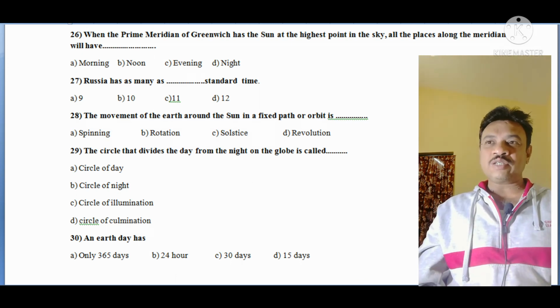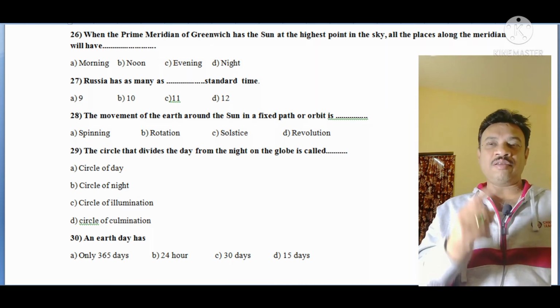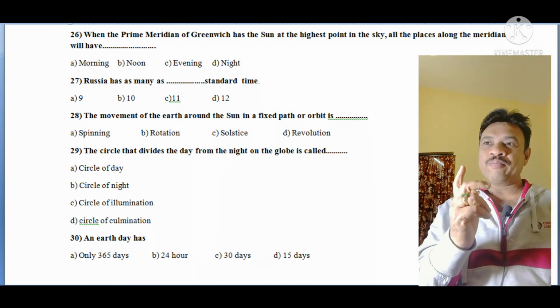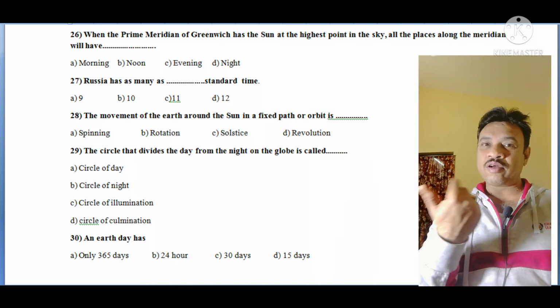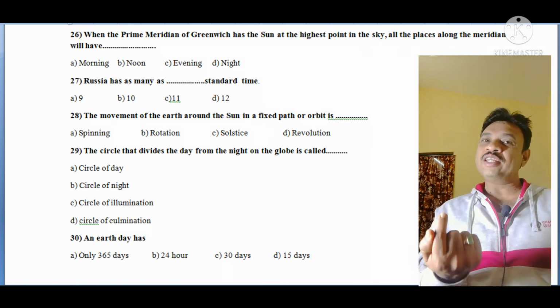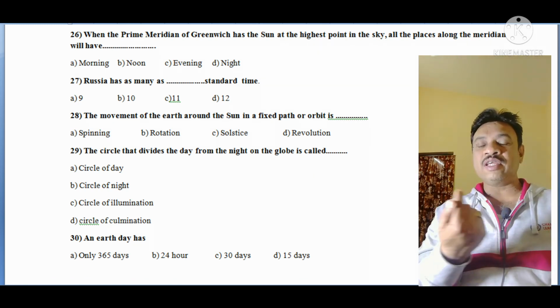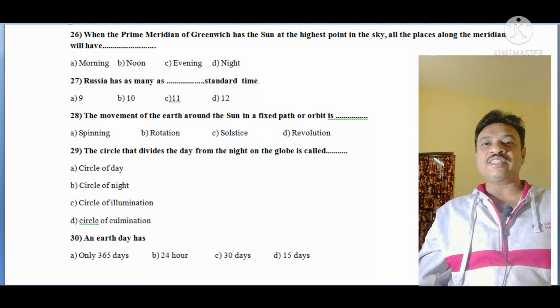So the next question: the movement of the earth around the sun in a fixed orbit is called dash. When the earth is moving around the sun, it is asked, not spinning. When it is spinning by itself, it is called rotation. When it is moving around the sun, it is called revolution. So here options are given: spinning, rotation, solstice and revolution. You should go with option D.